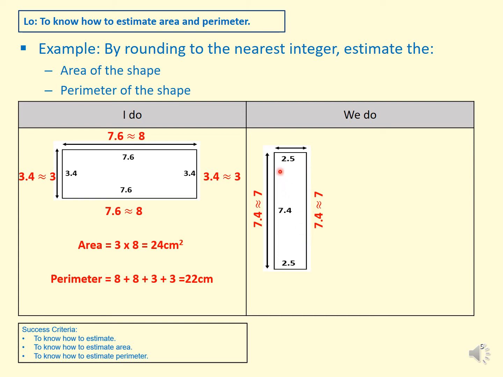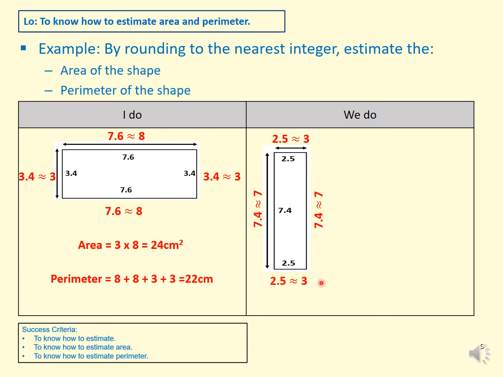Same for 2.5. If you round it to the nearest integer, you look at the number straight after the decimal point, which is 5 in this case. So if it's 5 or above, I round 2 up. So if I round 2 up, I get 3. So 2.5 is closer to 3 as the nearest integer. So on both sides I have 3.